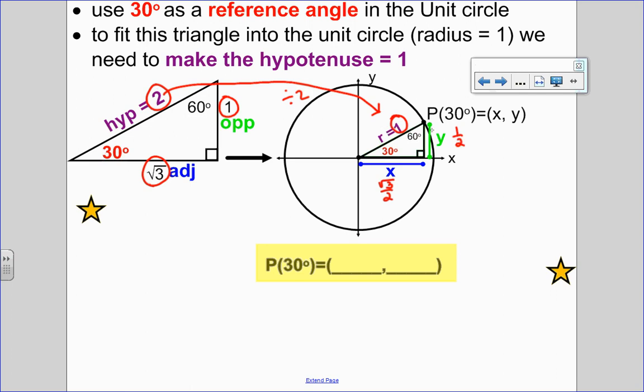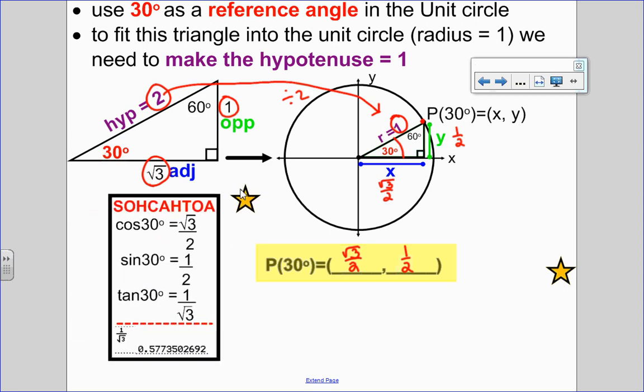So this triangle hits the circle at the point 30 degrees, because I can see it's a 30-degree angle, and it has coordinates of x, y. Well, now looking at my triangle, I can see that along the x-axis, the x value would be root 3 over 2. And for my y-coordinate, along the y-axis vertically, it would have a y value of a half. Well, let's see how those tie together.